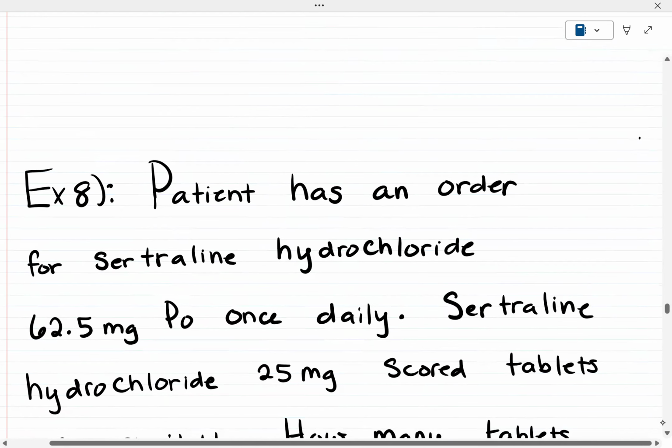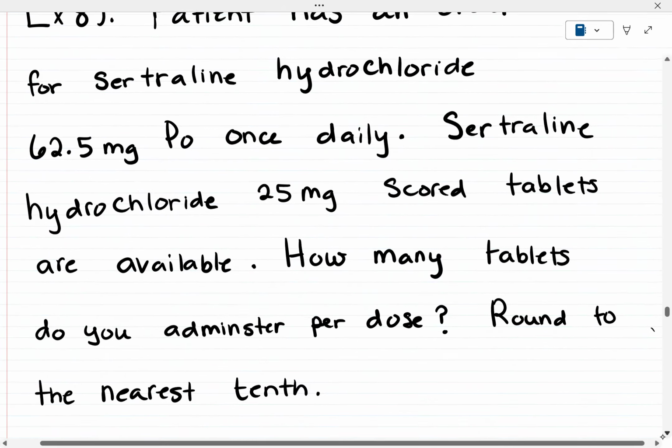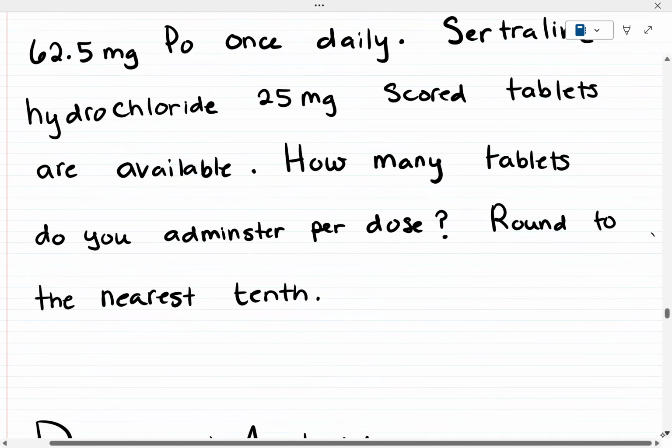Okay, example 8. Patient has an order for sertraline hydrochloride of 62.5 mg PO once daily. Our availability is sertraline hydrochloride 25 mg scored tablets. How many tablets do you administer per dose? Round to the nearest tenths.